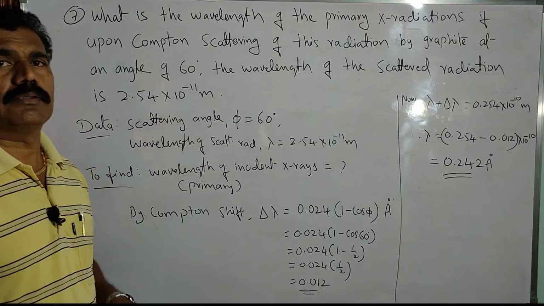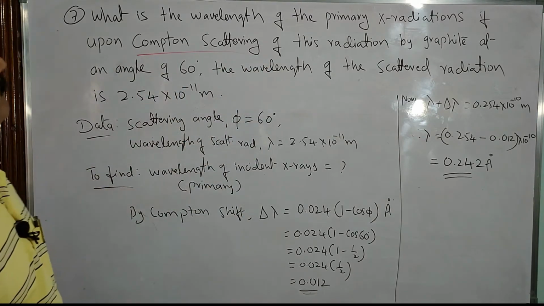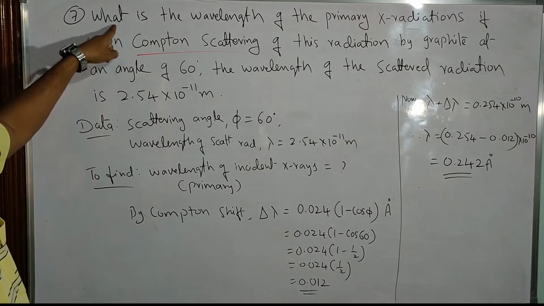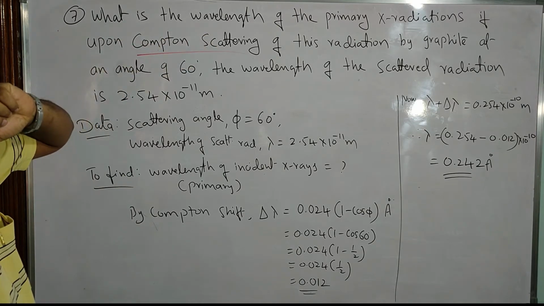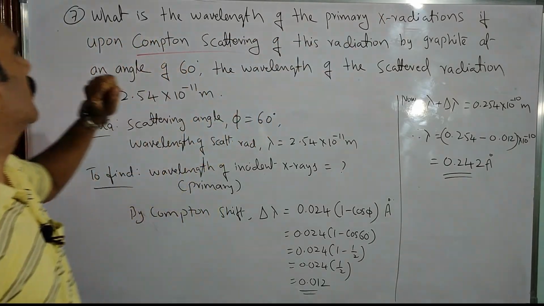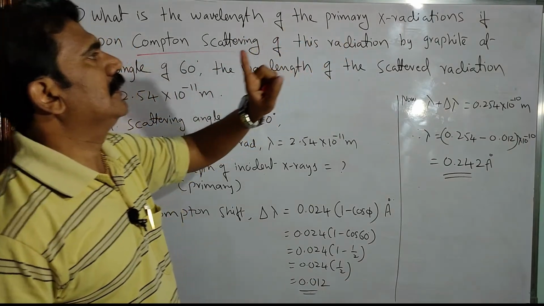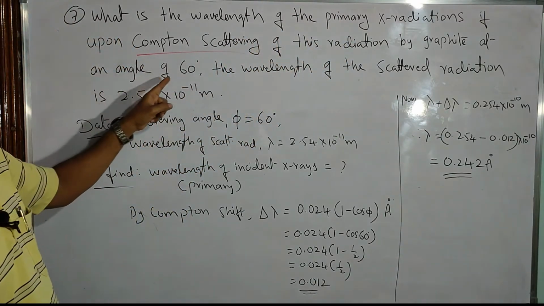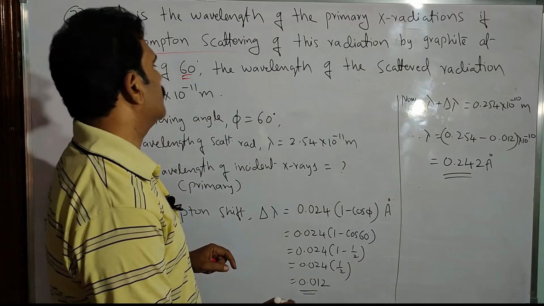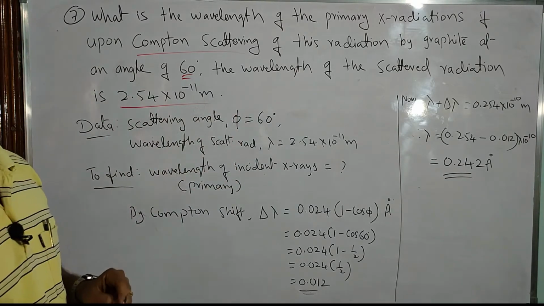Okay, at the end let us look at one more problem on Compton scattering, because they asked here to find the wavelength of primary X-ray radiation. What is the wavelength of the primary X-radiation if, upon Compton scattering of this radiation by graphite at an angle of 60 degree, the wavelength of the scattered radiation is 2.54 into 10 power minus 11 meter?